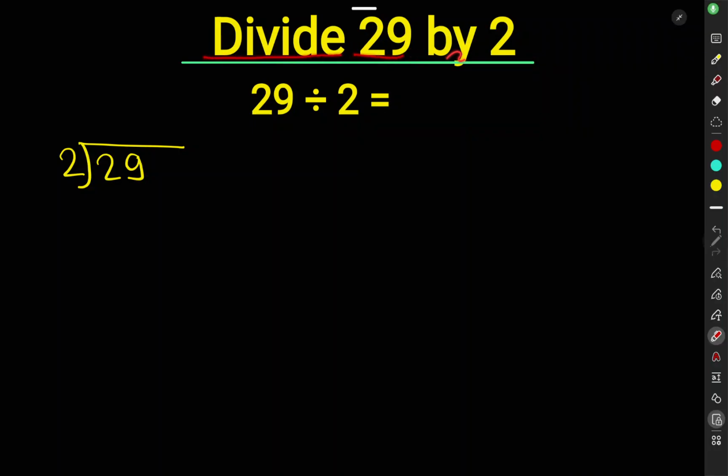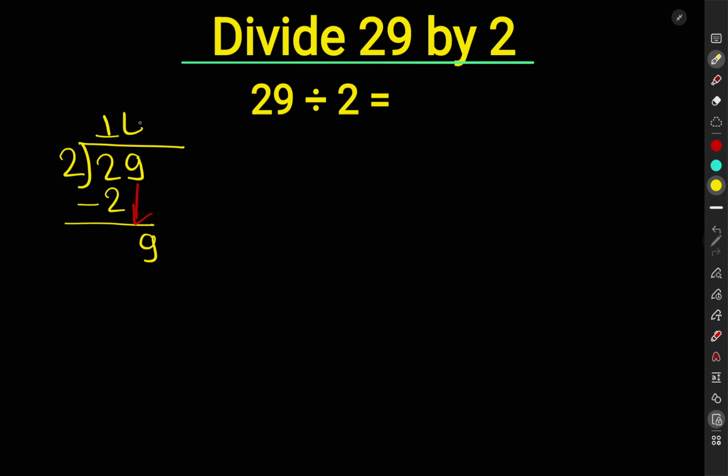Divide 29 by 2. So here we divide 29 by 2 in the long division method. So 2 times 1 means 2. On subtracting we get 0. So now we put down the beside number 9 and we can remove this 0.